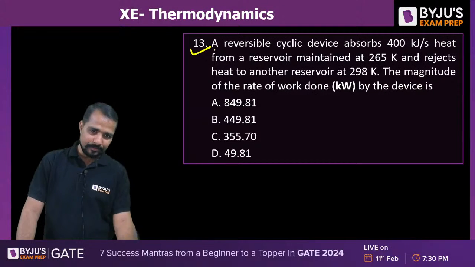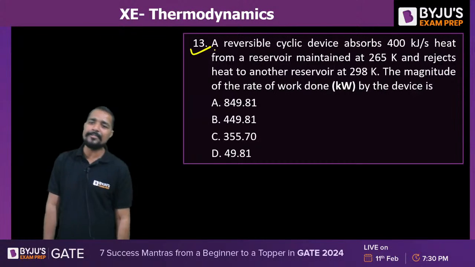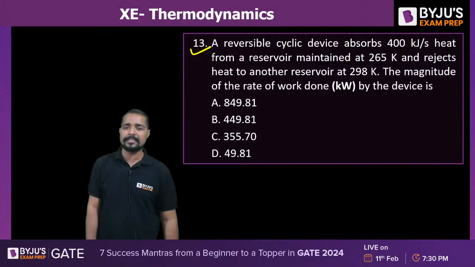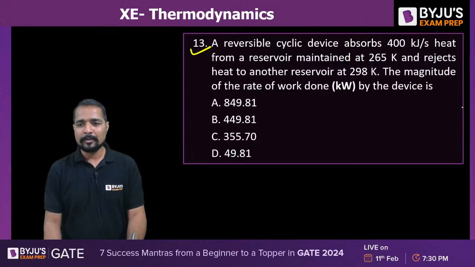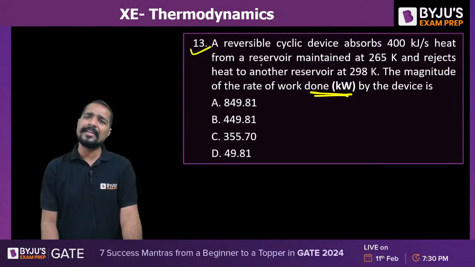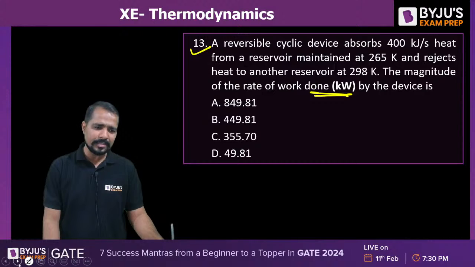Question number 13. A reversible cyclic device absorbs heat from one reservoir and rejects it to another, and what is the magnitude of the work done? I think it is a very easy question. No need to discuss this.